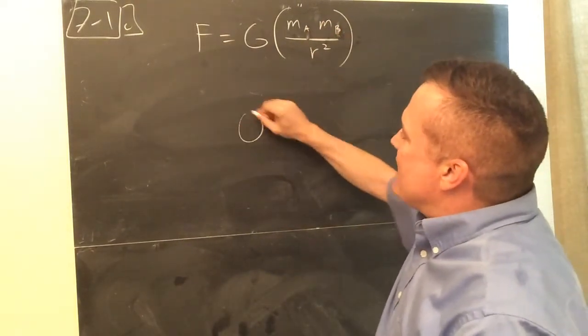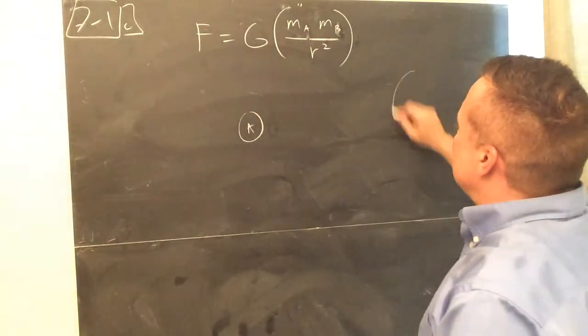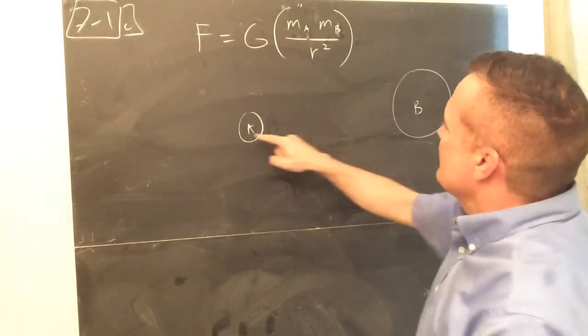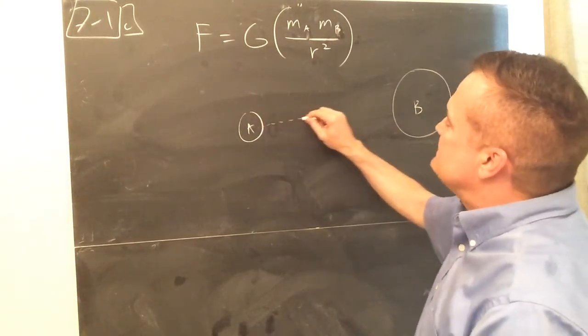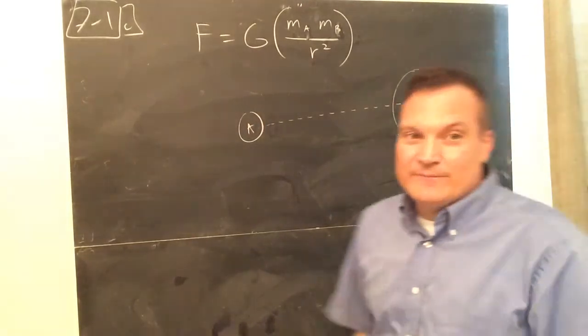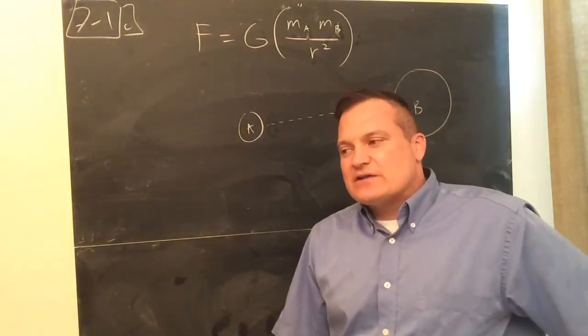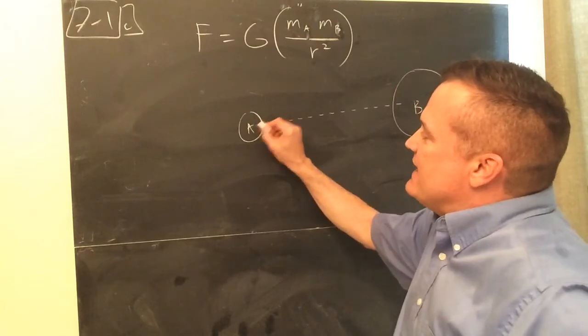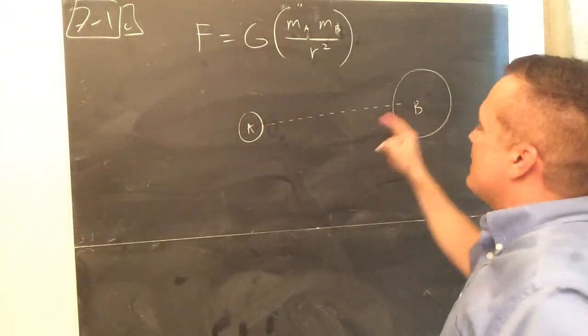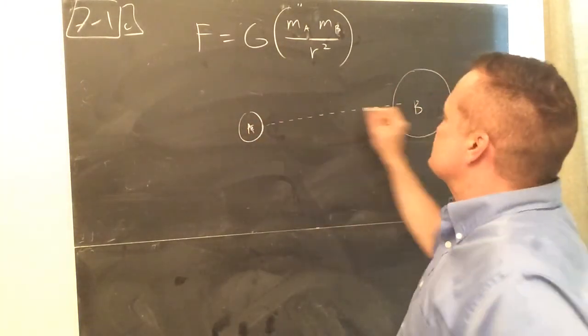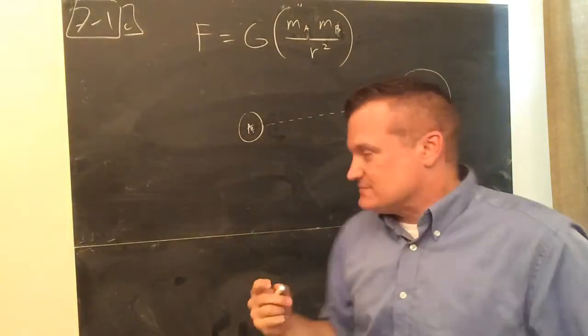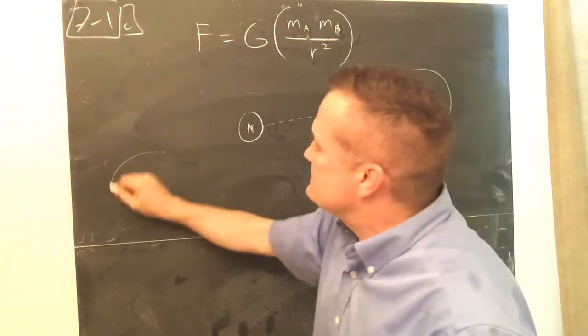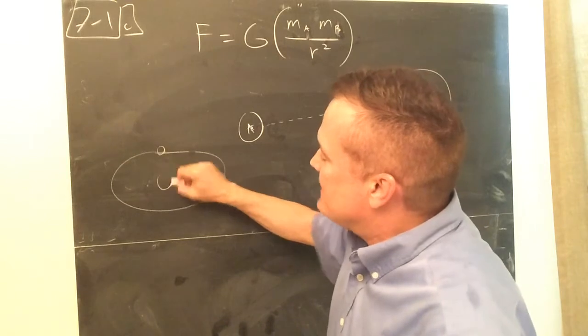All right, so you have object A and object B, with B larger. And then R is the radius, the distance between them. Now, when we say the radius, we're not talking about the radius of A or halfway to A. We're talking about the distance from center to center, the orbital radius. So if it is an ellipse, it doesn't really matter.